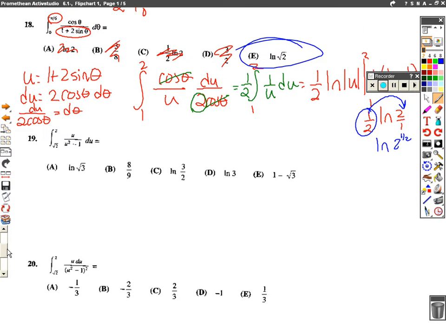Alright, number 19 here. Let's see what I have. I believe that this is from 2 to the square root of 2 to 2. That's what I'm going to go with. It's a little bit hard to read.